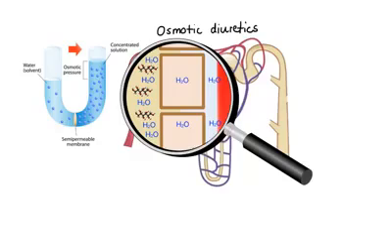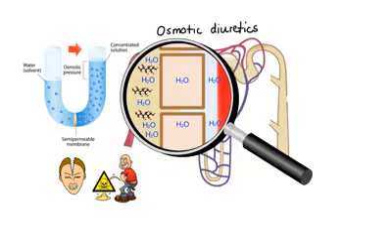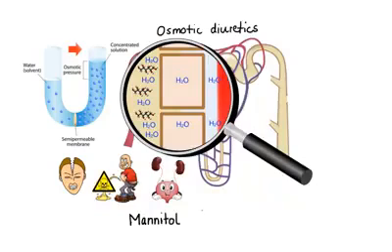Now, because osmotic diuretics increase water excretion rather than sodium excretion, they are not very effective for treating edema caused by sodium retention. Instead, they are mainly used for reduction of intracranial pressure, promotion of urinary excretion of toxic substances, as well as promotion of urine production in patients with acute kidney failure. Examples of osmotic diuretics are mannitol and urea.